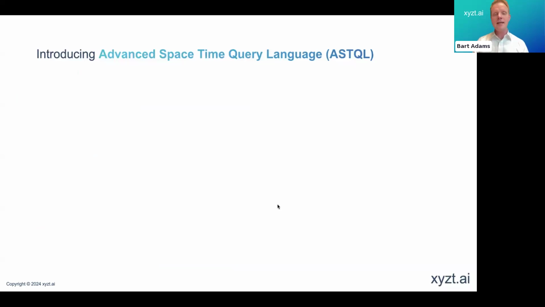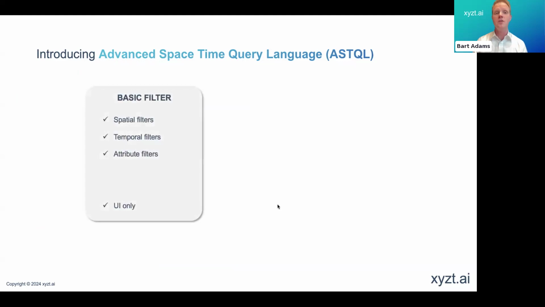So we identified those building blocks and we came up with a new language. And we call it ASTQL, the Advanced Space-Time Query Language. And you see space and time is in there because it's so important in all the different queries that we saw.